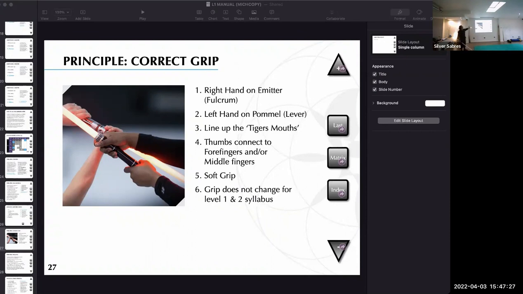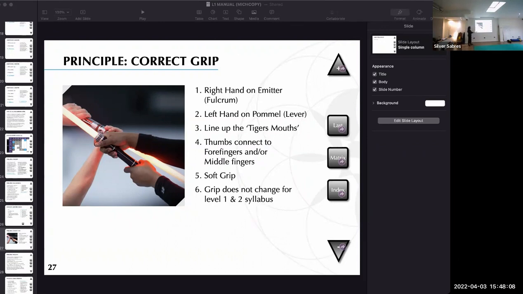Thumbs connect to forefingers and/or middle fingers. Now, the only correction specifically I'd like you to do is that the bias is towards the middle finger. Hopefully, if you're teaching this, they're going to be on the middle finger anyway, right? So the bias, certainly on the right hand, is that the thumb is with the middle finger, with the forefinger becoming an optional extra. It's more restricted, and I don't care. I don't think either is easier.